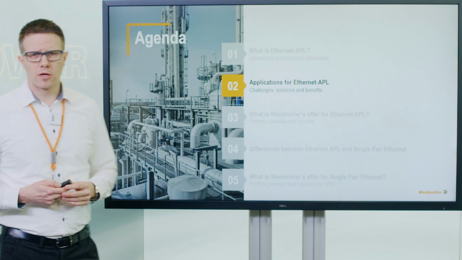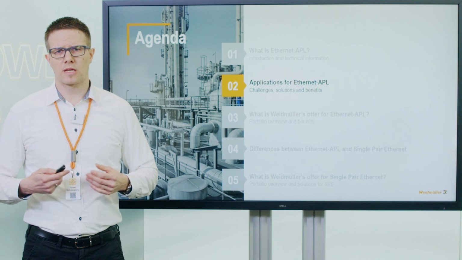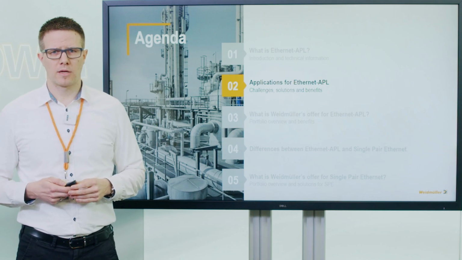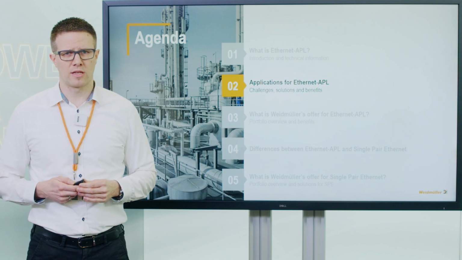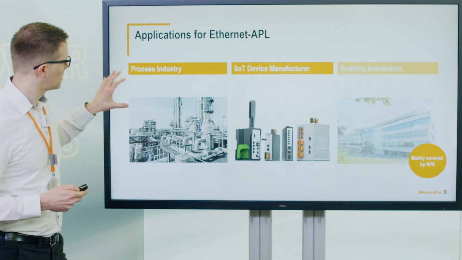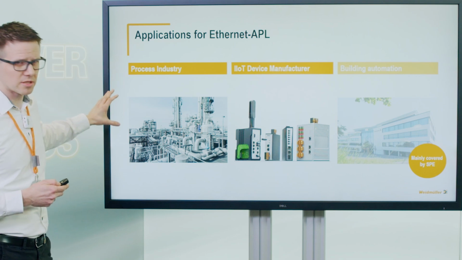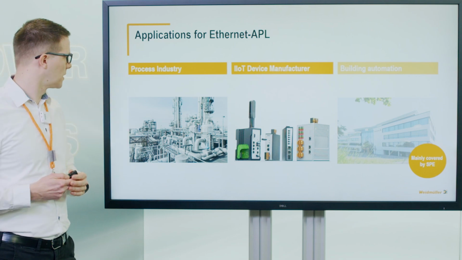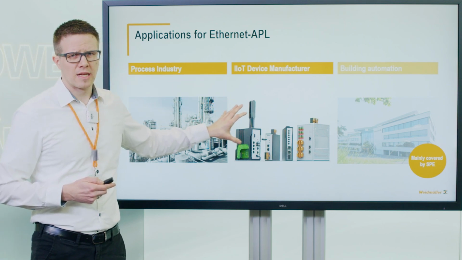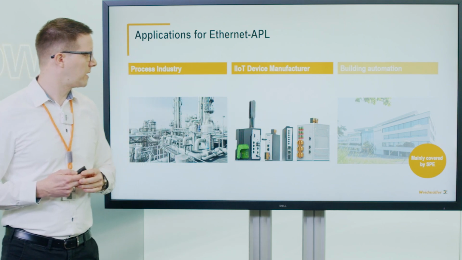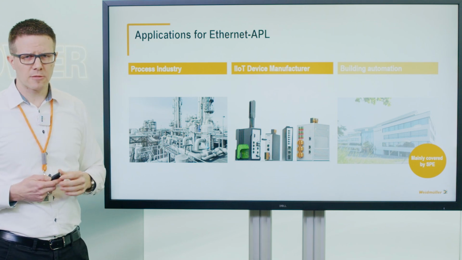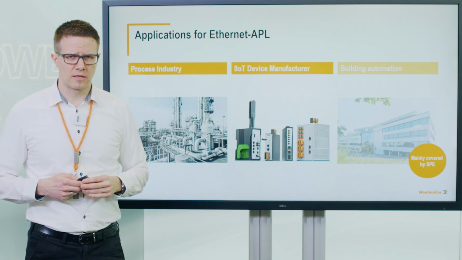Let us now have a look into applications. Like what applications are there existing for Ethernet-APL? What are the typical challenges and the benefits for the customers using Ethernet-APL? So we can see these applications. Process industry, of course, is one of the focus applications, but also IoT device manufacturers, and theoretically also building automation might be a use case. But today this is mainly covered by SPE, so we will not focus on this here now.